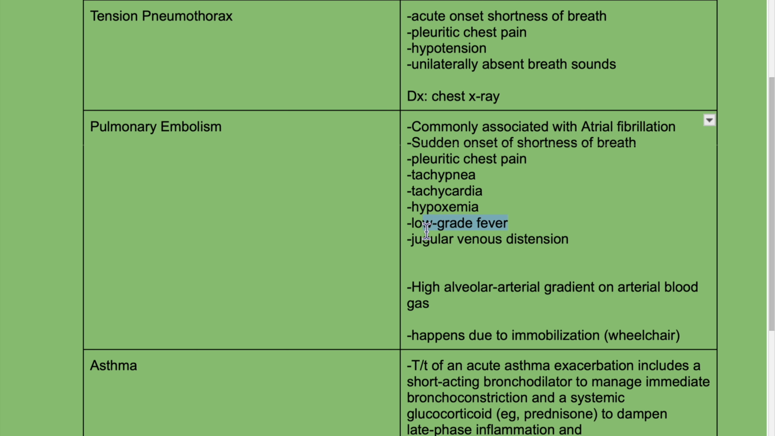This is important because that's an odd finding, or you wouldn't think about it, right? Unless you know about it. And jugular venous distension. There will be high alveolar arterial gradient on arterial blood gas, and it happens due to immobilization, like in wheelchair as well.